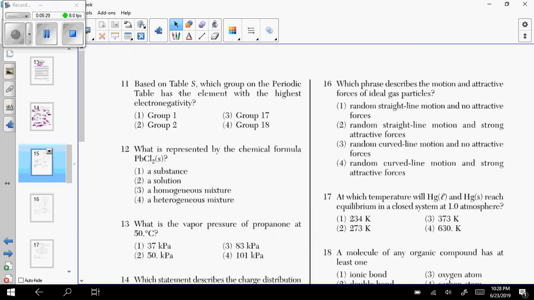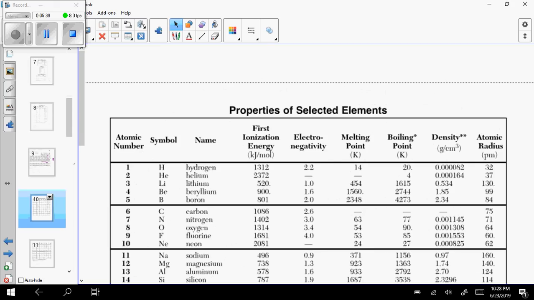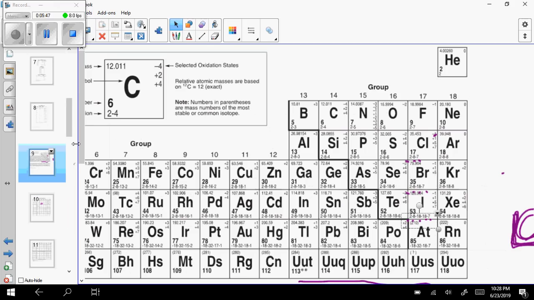All right. Based on Table S, which group on the periodic table has the element with the highest electronegativity? So if you go over here to Table S after the periodic table, you will notice that the highest electronegativity is F, fluorine. And then if you go back to the periodic table, you will see that it is in group 17. So the groups are my columns.